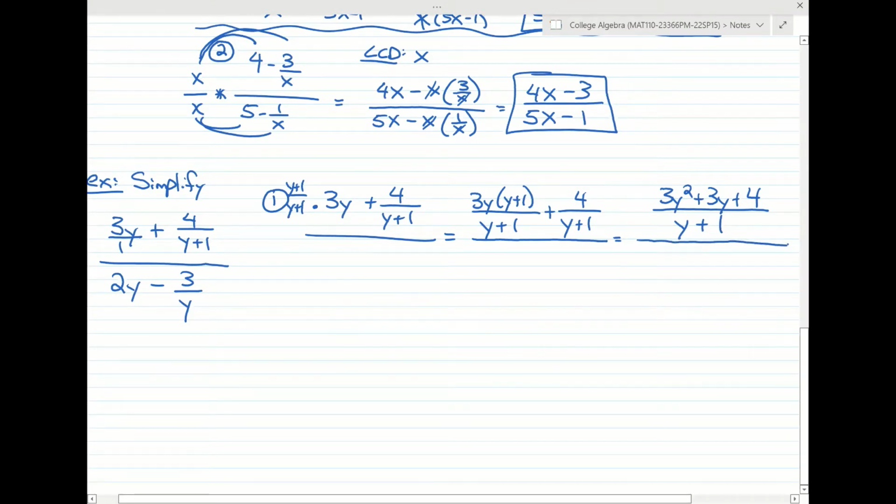What happens if we combine the bottom? In the denominator, we have 2y minus 3 over y. The least common denominator is the y there. We only have one denominator, so we'll multiply this by y over y, and we'll get y times 2y over y minus 3 over y. This just turns into 2y squared minus 3 over y. We have one fraction on top, one fraction on the bottom.